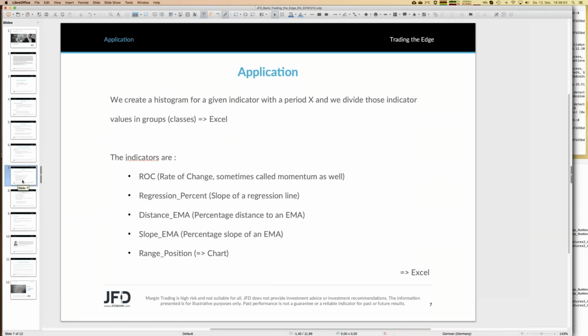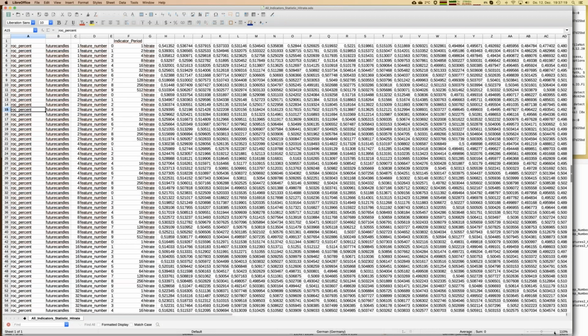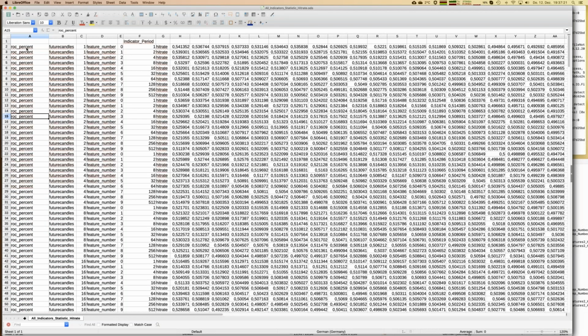And now let's go for the real searching for edges. Let me guide you through this. On a first view, it looks crazy, long Excel sheets. But you will completely understand what's in those Excel sheets. And let me start with the different columns, because in a second you will see the edge.